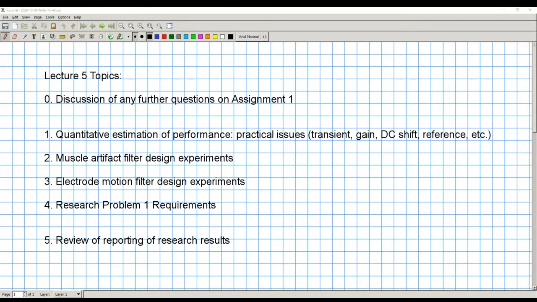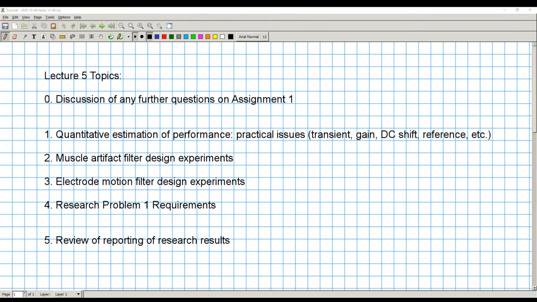Basically, we're going to start with discussion of any further questions you have on assignment 1. Hopefully, all of you are done with it by now, but actually, so far, none of you submitted this assignment. So I'm just going to go over it or ask you for any questions you might have on assignment 1. We're going to finish the parts that we didn't cover last time.